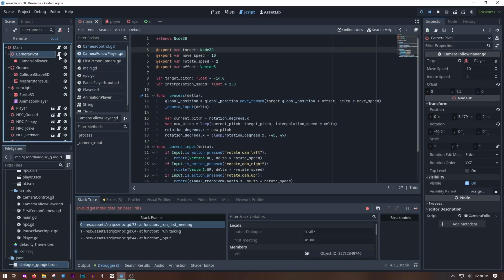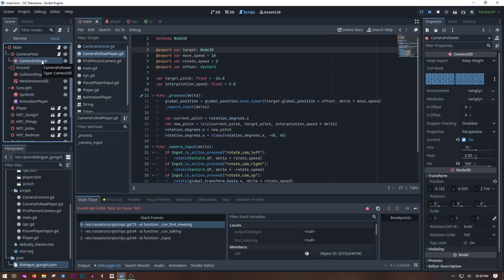This is the camera pivot, not the camera follower. That's the camera itself. This is the pivot. I think we make it like this. They did this in the tutorial, in the Godot introduction to making your first 3-dimensional game. They explained that a pivot is a point and you can rotate it around, and this will inherit that rotation.